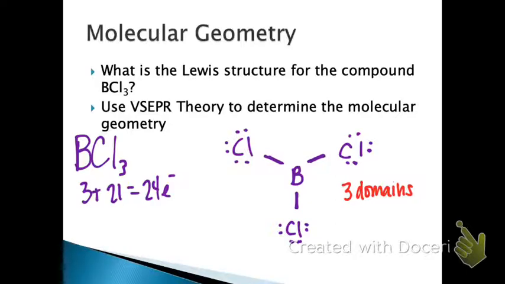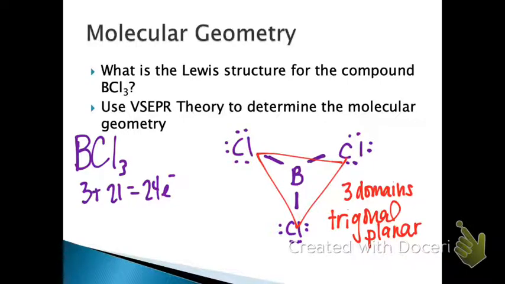So then we start looking at the next column of our chart, which says, does it have a lone pair? Does our structure have a lone pair on our central atom? No. So you find the box where it meets 3 total domains, 0 lone pairs, which would be trigonal planar. Okay, does that make sense? Trigonal planar, it makes a triangle, and they are all in the same plane.